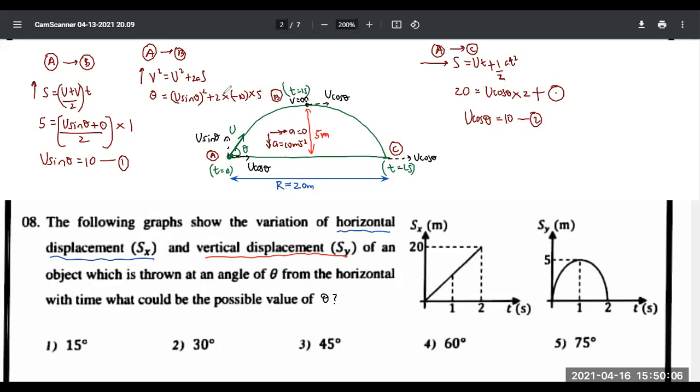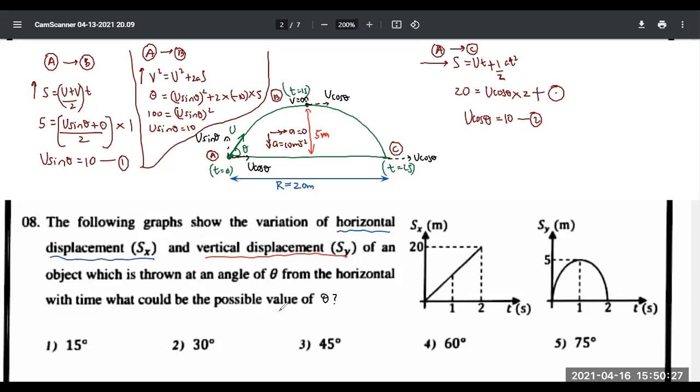When you multiply, this is minus 100, goes to the other side. 100 will be equal to U sine theta squared. Once again, U sine theta is 10 when you take square roots. So either method works, and you will still end up with the same value. Right, you have the answer.